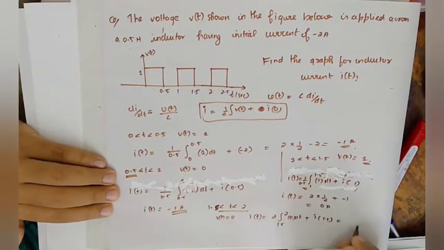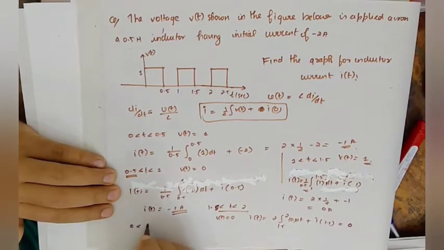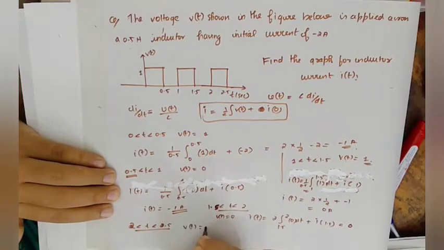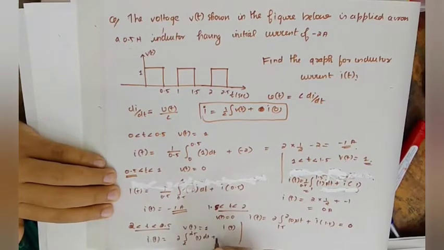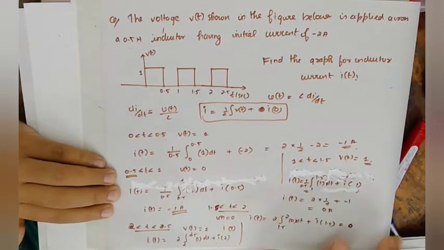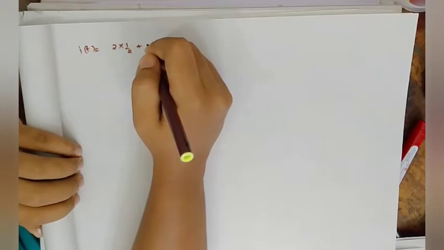So the answer is 0, and again 2 to 2.5, that is the last one. For 2 to 2.5 we have V of t equal to 1, and I of t is equal to 2 into integral 2 to 2.5 of 1 dt plus I of 2. So the answer is, I'll write here, I of t is equal to 2 into 1 by 2 plus I of 2. What is I of 2? It is 0, right?